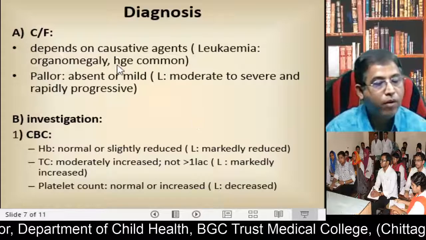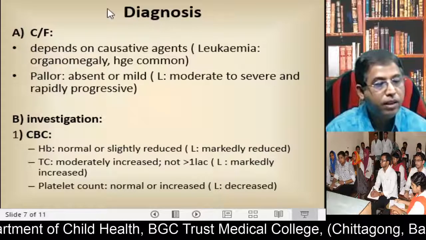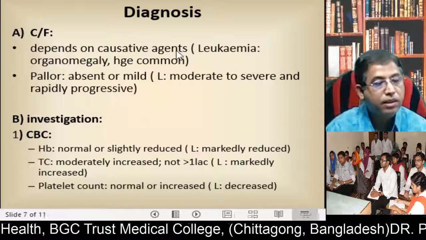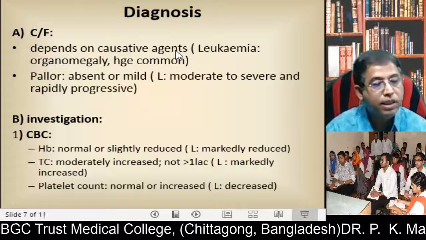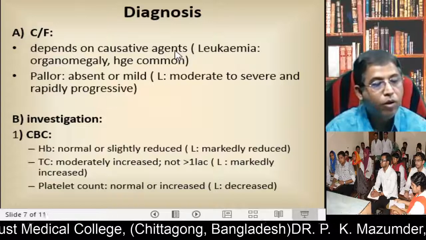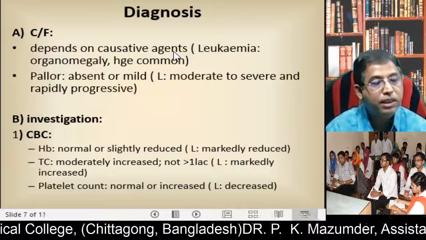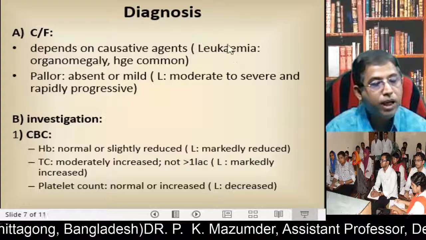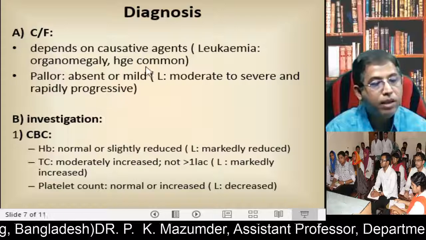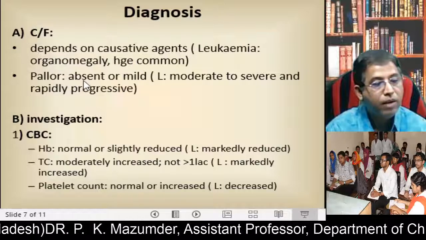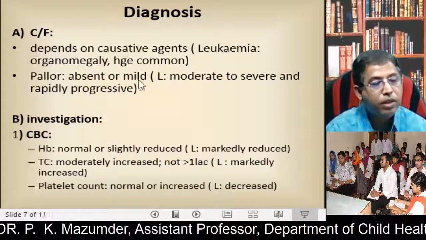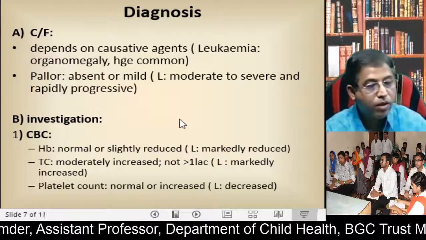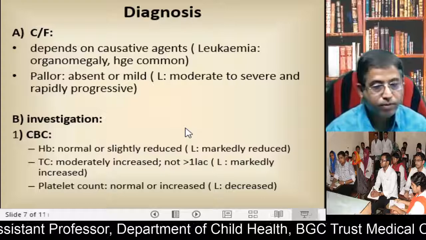Now diagnosis. How can you diagnose the leukemoid reaction? From clinical features, which depend on the causative agent, such as if patients are suffering from shigellosis, chickenpox, whooping cough, there are manifestations of such diseases. But in case of leukemia, organomegaly and hemorrhage are common. Pallor is absent or mild in case of leukemoid reaction, but it is moderate to severe in case of leukemia.